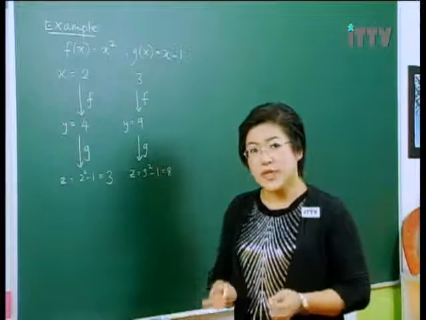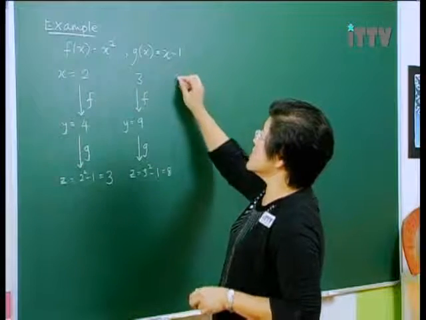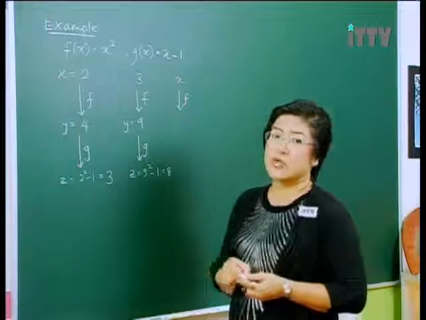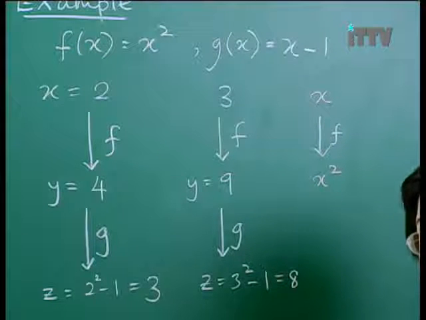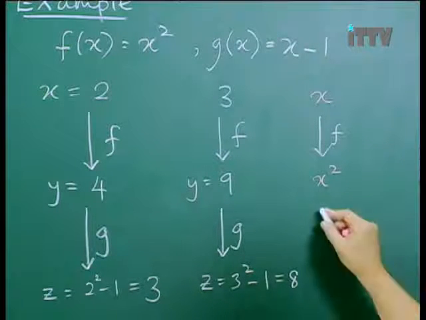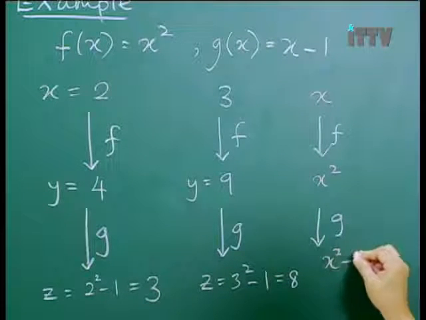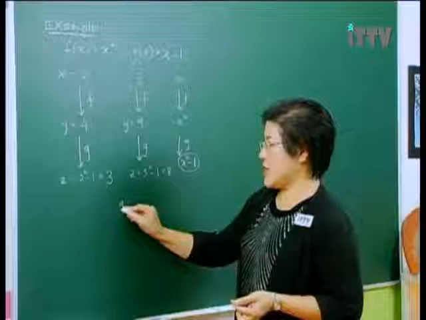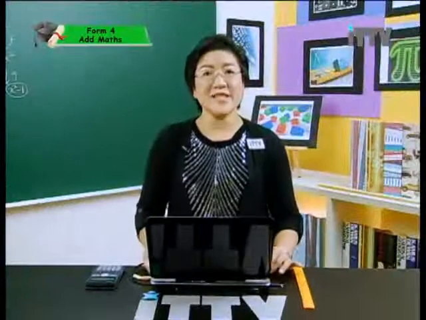Now what if we generalize this behavior and I used the letter x, just as it is? When you apply the function f, you would obtain x squared, because that's what the function does. And to the function g, x squared is the value of x that is being used. And so if you apply the function g to x squared, you would get x squared minus 1. That's how we obtain the composite function gf(x) is equal to x squared minus 1. Let's discuss a few more examples.